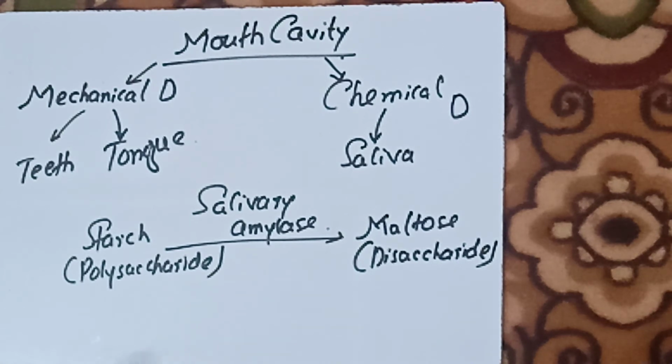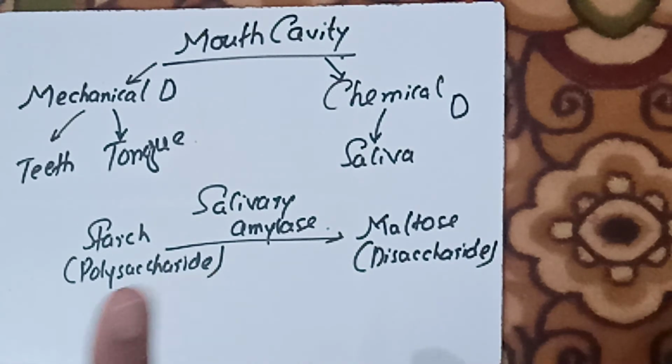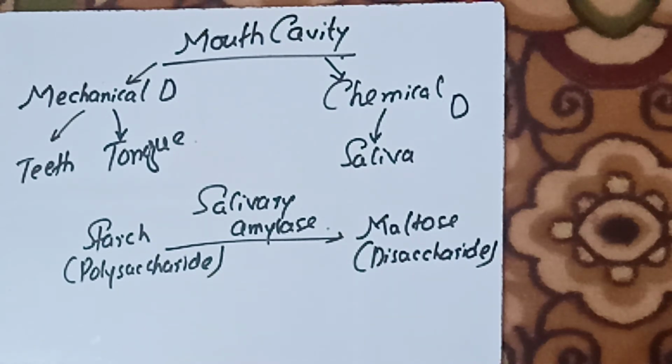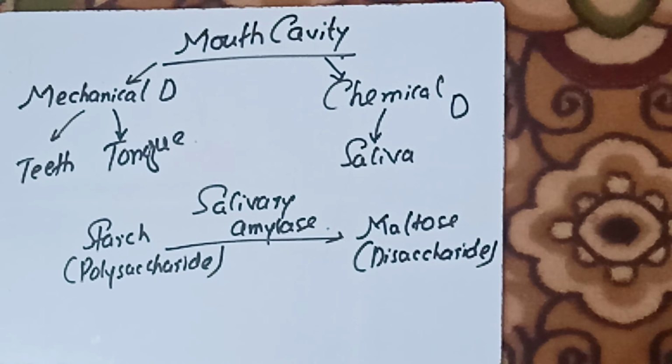When they get joined together, they make a polysaccharide. If this polysaccharide starch is broken down into smaller units, so that each molecule is composed of two sugar units, or two glucose molecules, that will be a disaccharide. That is basically maltose. In this way, the digestion of food gets completed inside the mouth cavity. And remember what type of digestion takes place here: mechanical and chemical digestion, both take place inside the mouth cavity.